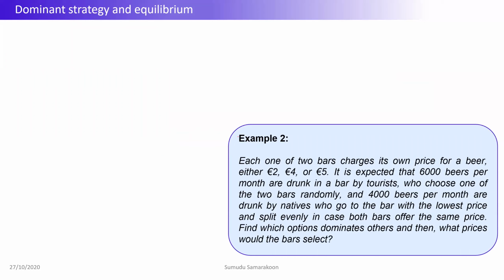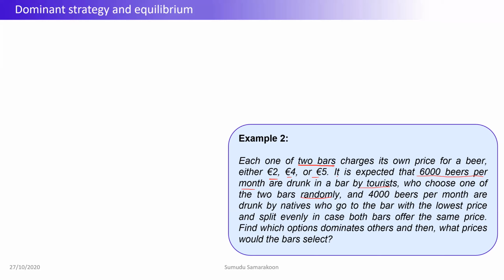Okay, maybe another example. Here we consider two different bars. They can decide to sell their beer for 3 different prices. Let's see these numbers. They are expected to sell 6,000 beers per month consumed by tourists, and they choose the 2 bars randomly.